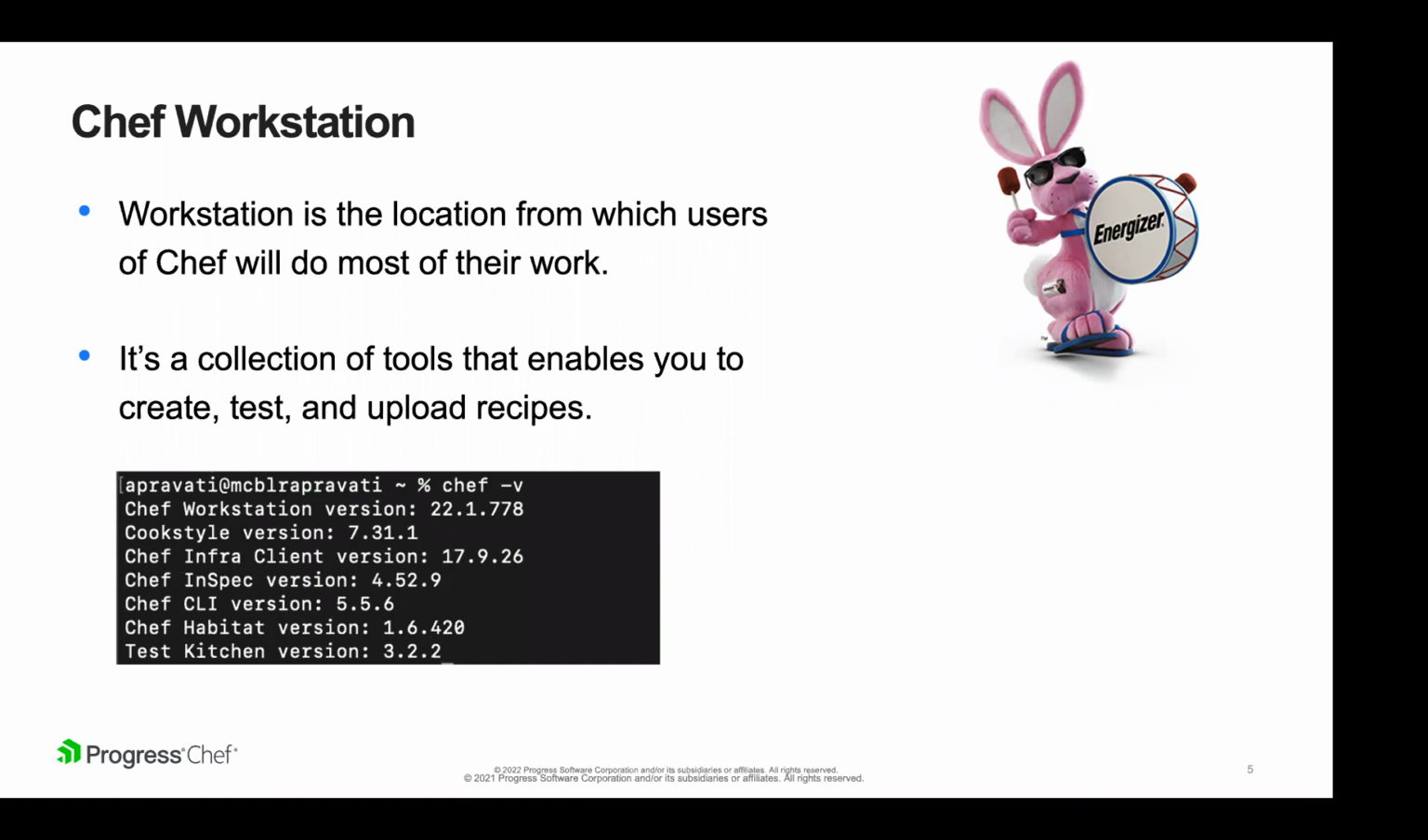Once you install the workstation based on your operating system, you can type in the command chef -v to check the details of the installed tool. In the screenshot below, if I'm using Mac OS and I give chef -v as a command, I get all the details of the tool which is installed. Two major things to look at for today's demo are the workstation version, the very first one, which is 22.1, the latest one, and the Chef InSpec version, which is 4.52.